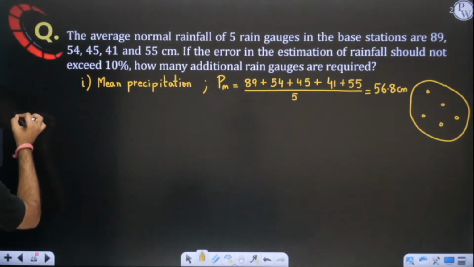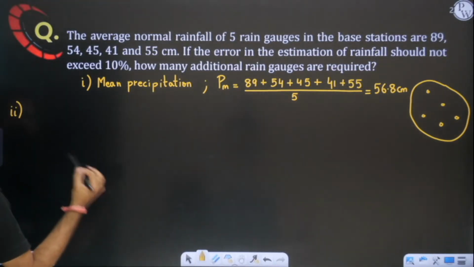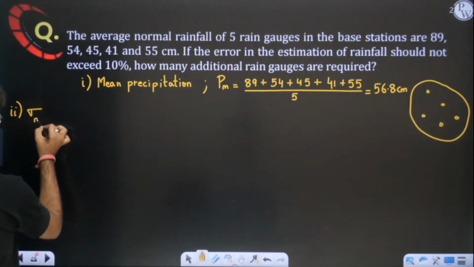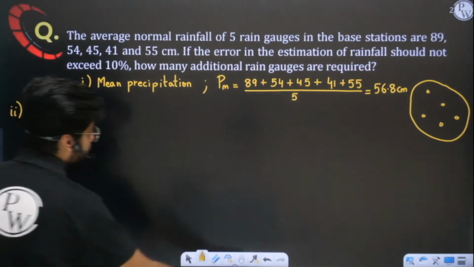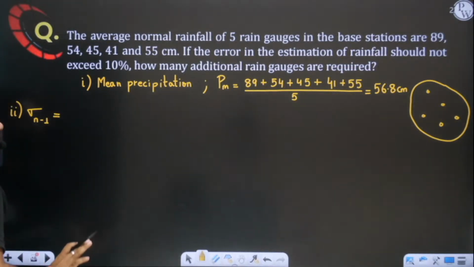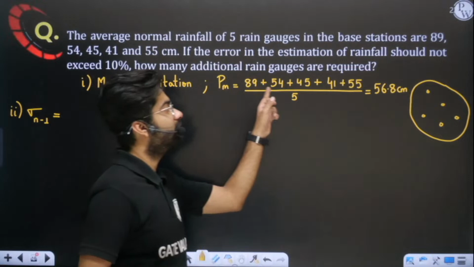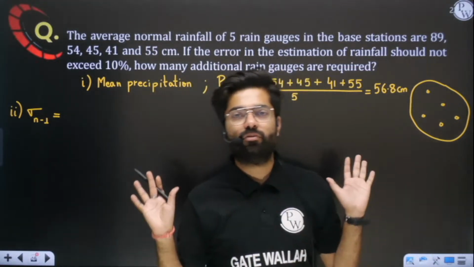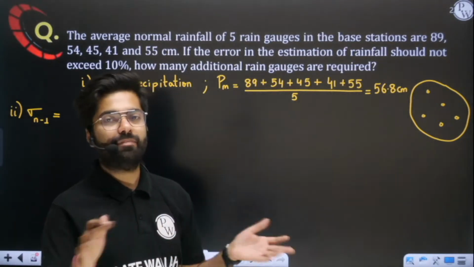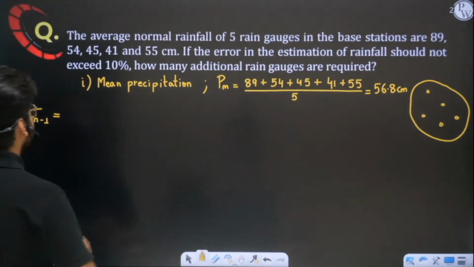Second step. Sir, what is the second step? In the second step, we have to simply find sigma, the standard deviation. We have to find sigma with n minus 1. Sir, how will we solve this? See, firstly, you have to subtract all the values from the mean, square it, then sum it up and divide by n minus 1. So first what will I do?